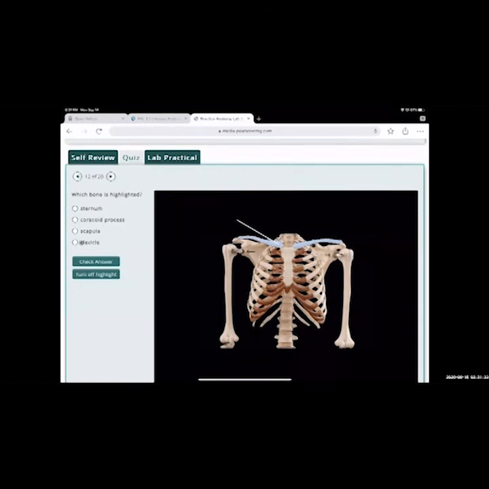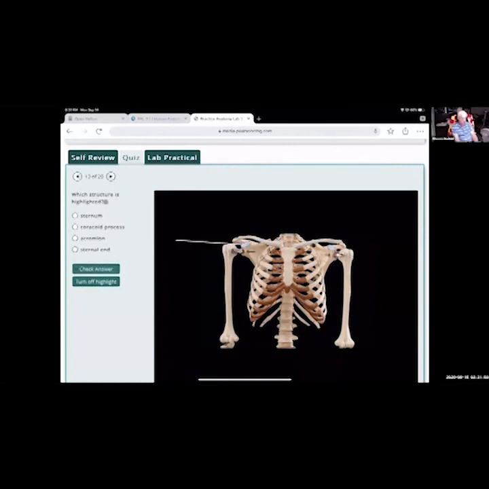Clavicle. What's another name for it? Collarbone. If you break that bone, do they usually do surgery on it? They can if it's bad enough. It's usually not done because it has a very poor blood supply in that area. If it's bad enough, you're right, they do, but they usually leave those alone and let them heal. So answer correct.